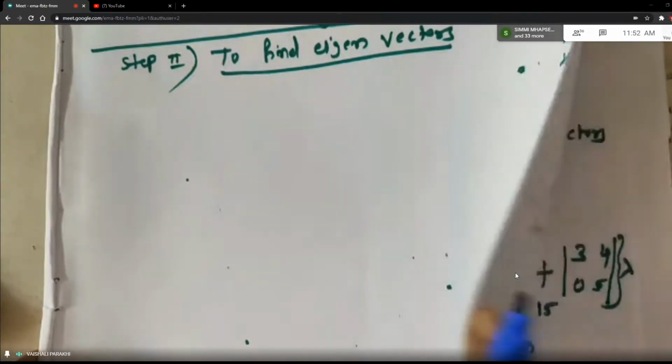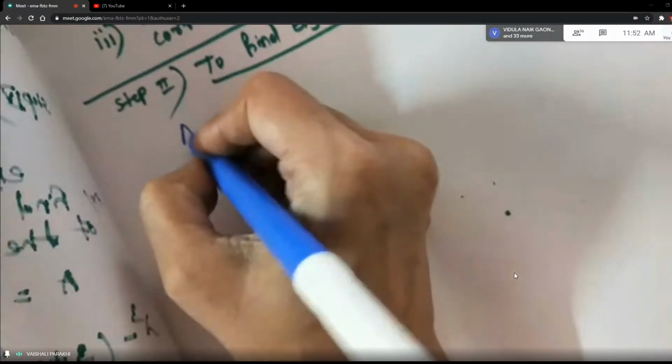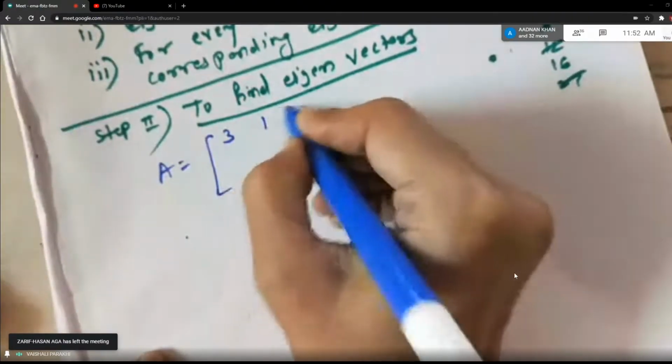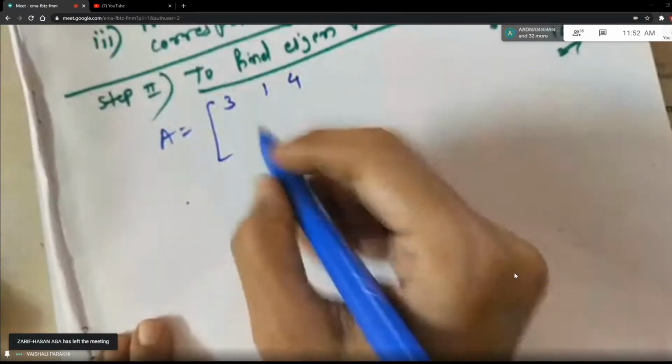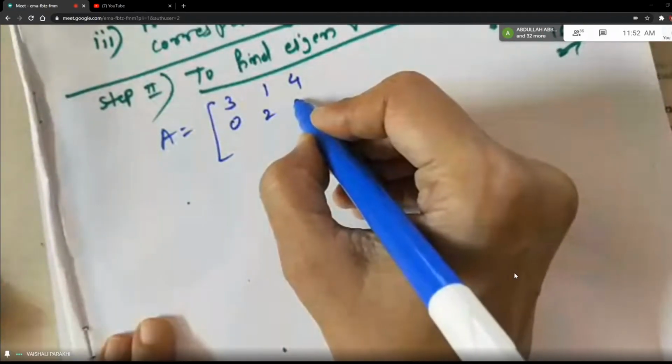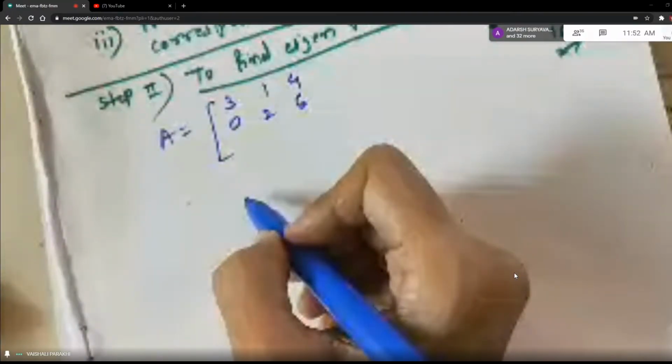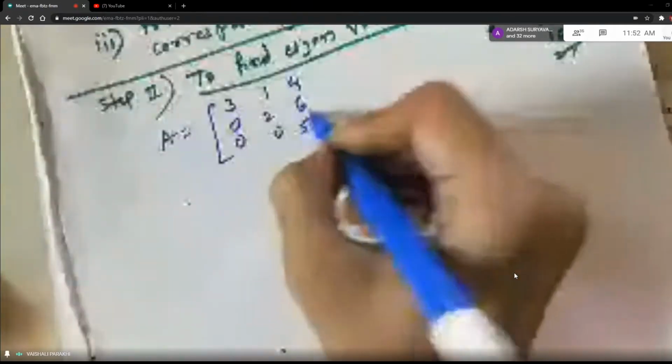What was yesterday's matrix, students? If you have your notes with you, what is the matrix? I am writing this matrix here. Can anybody dictate matrix A? 3, 1, 4. Then 0, 2, 6. Then 0, 0, 5.